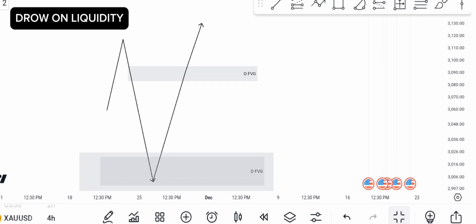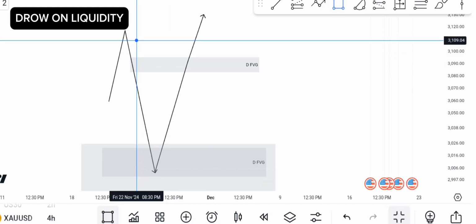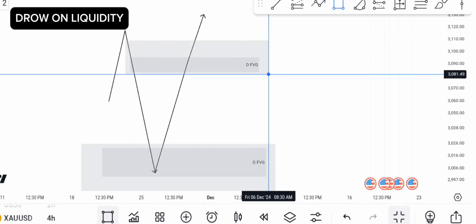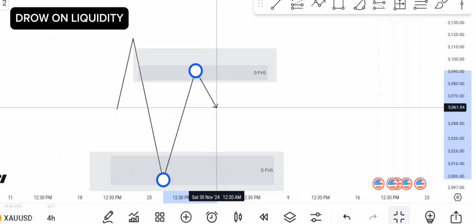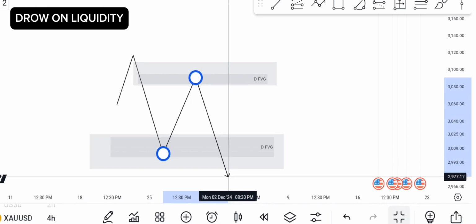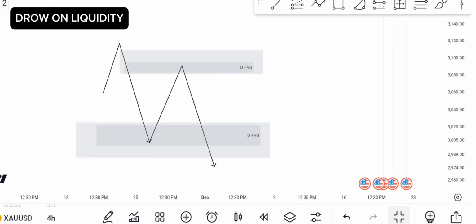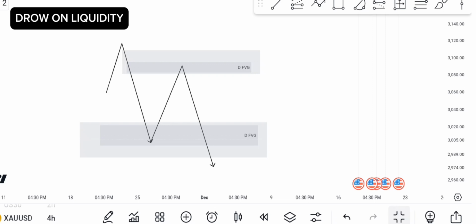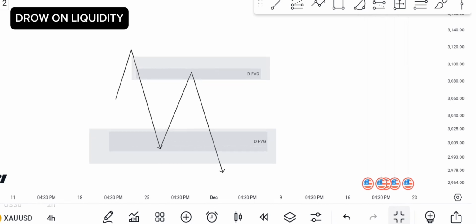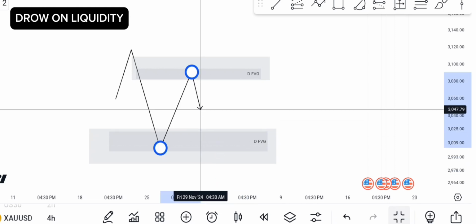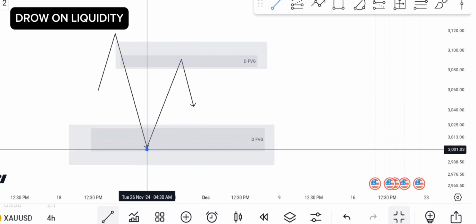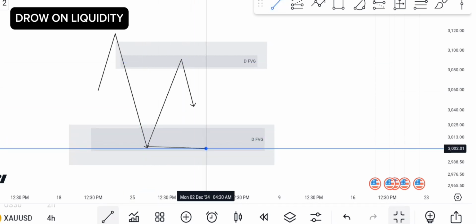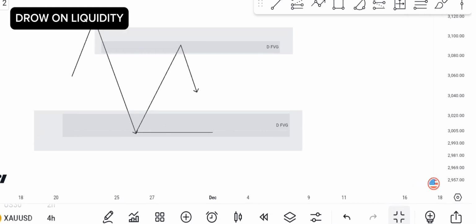Understand? If there is also a weekly fair value gap, then definitely price will tap this, start rejections from here, and price will go back to this swing low. So through this draw on liquidity we can clear our direction. Understand? We can simply clear our direction. If price is currently here, in that scenario price will at least come to this swing low point. So this is going to be our draw on liquidity, or overall target.